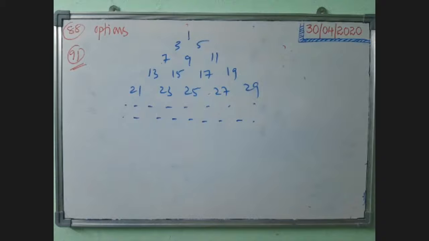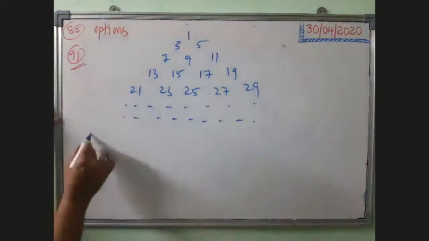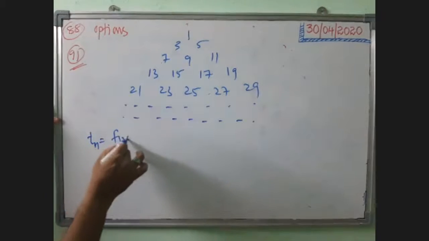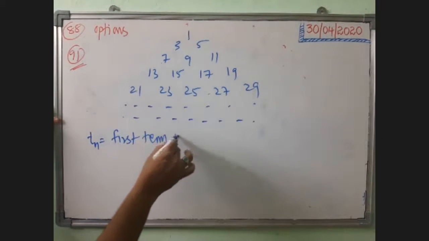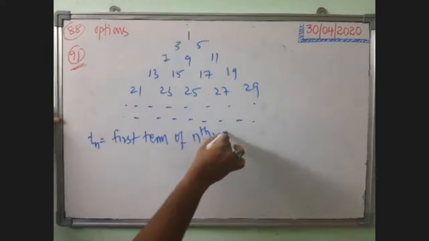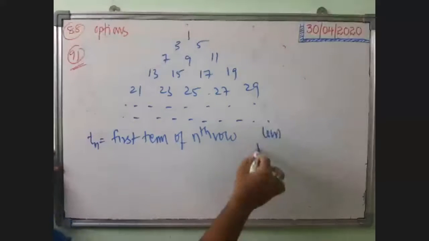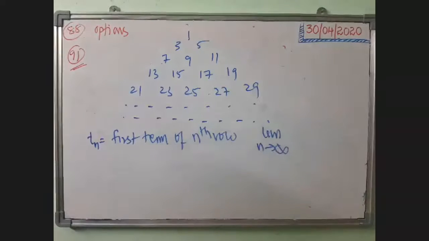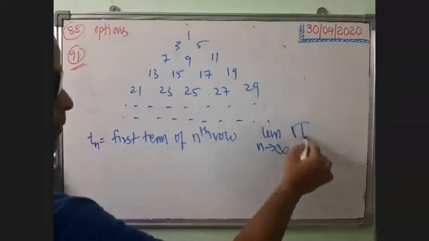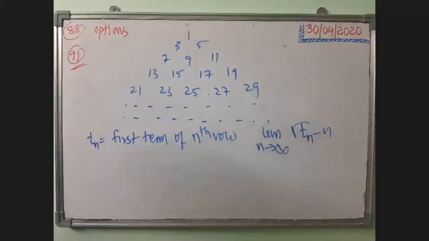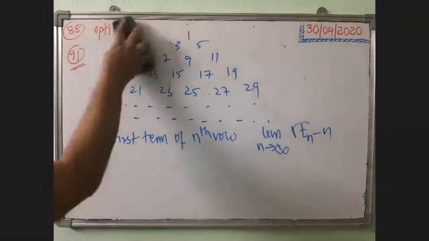Okay. If Tn is the first term of the nth row, what is given? Tn is equal to the first term of the nth row. Then find the limit as n tends to infinity of the square root of Tn minus n. It's a problem from limits, and it is neither in AP, nor in GP, nor in HP. There is actually a method to solve this. This is actually the question. Let us see how we can solve this.